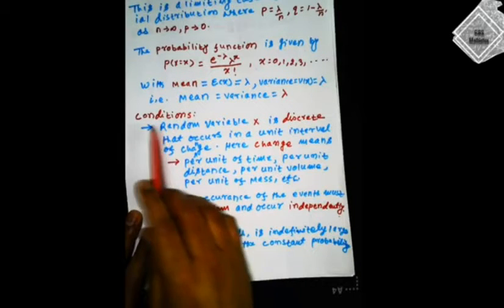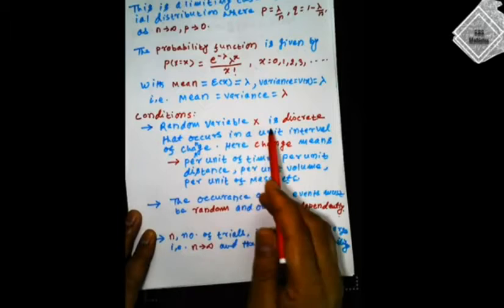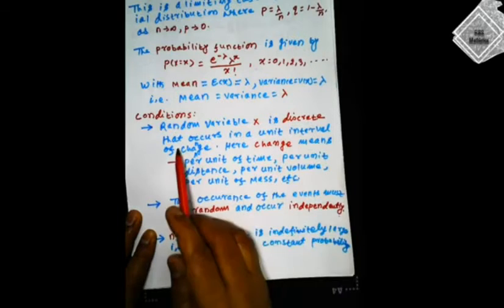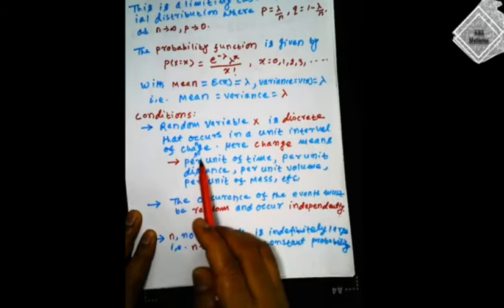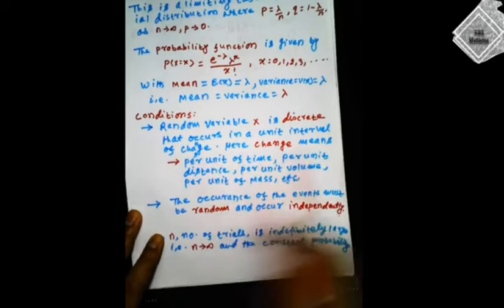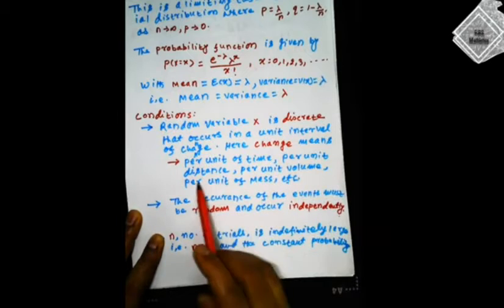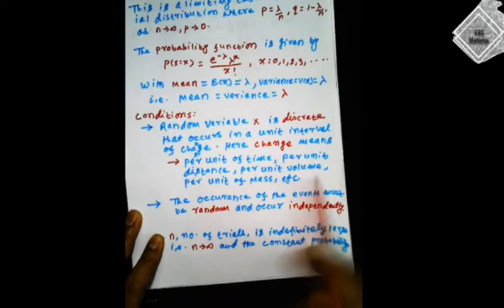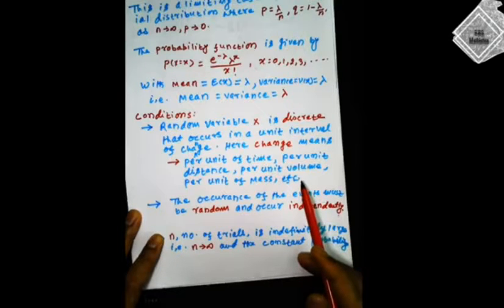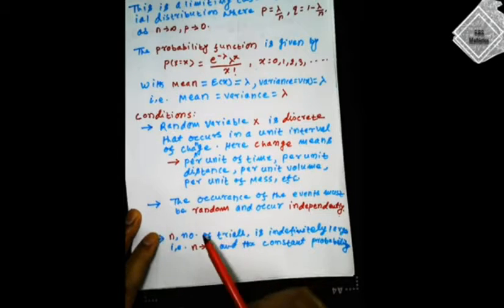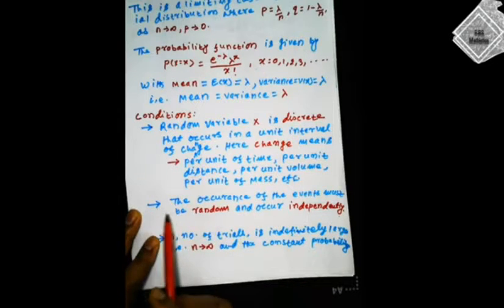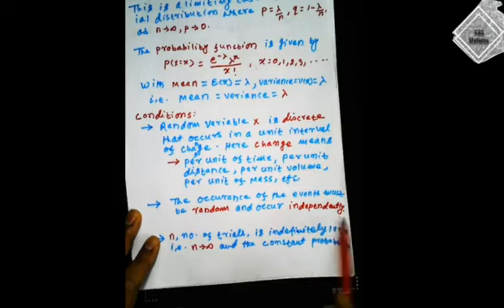Here the condition is that the random variable x should be discrete and occur in a unit interval of change. Here the change means per unit of time, per unit of distance, per unit of volume, per unit of mass, etc. That means there should be some specific equal spacing in the happening of the events. And most importantly, the occurrence of the events must be random and occur independently. So the experiment should be random and the occurrence of the outcome should be independent.